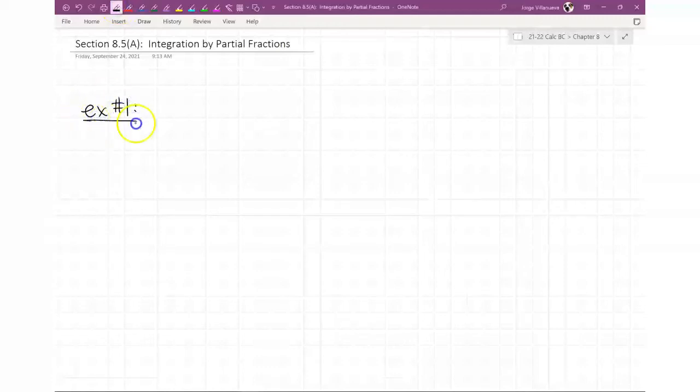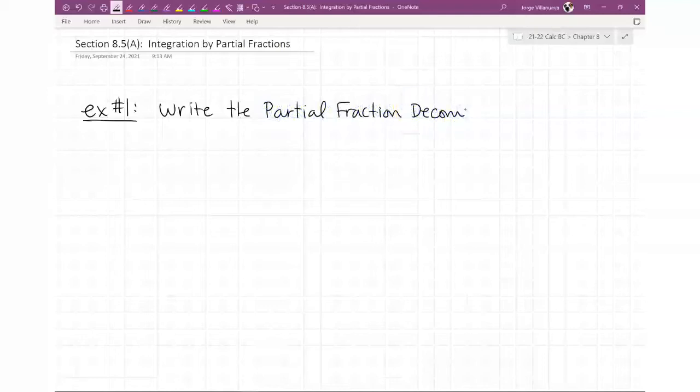Example number one, I'm going to want to write the partial fraction decomposition. Now what that means is write the decomposition. Write the way it's supposed to look before you actually integrate it.